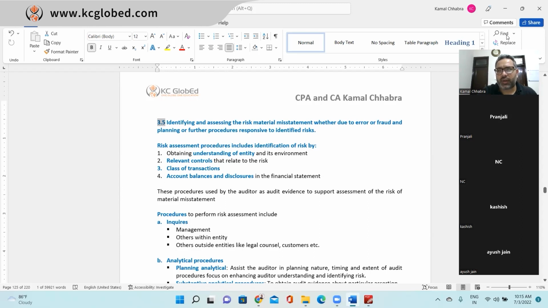Have you heard about risk control matrix? Have you heard about this terminology, risk control matrix in audit? Yes, sir. Right. Do you mind sharing what's your understanding of risk control matrix?